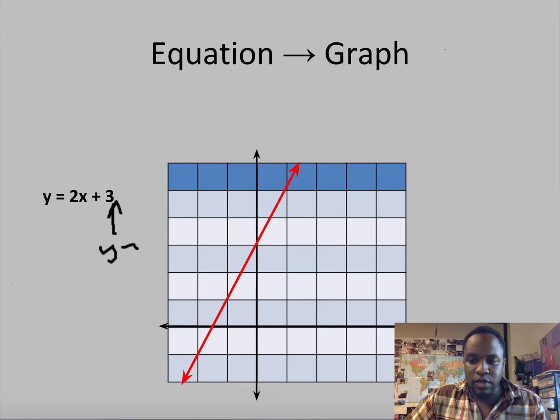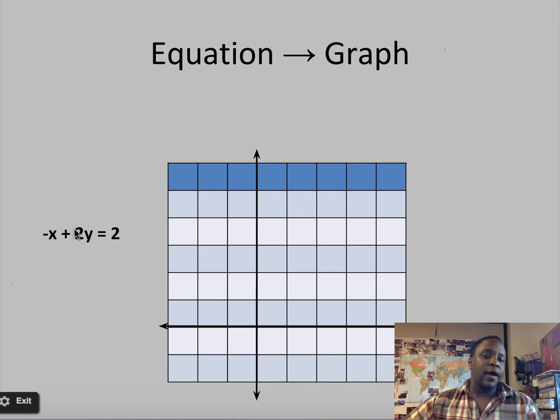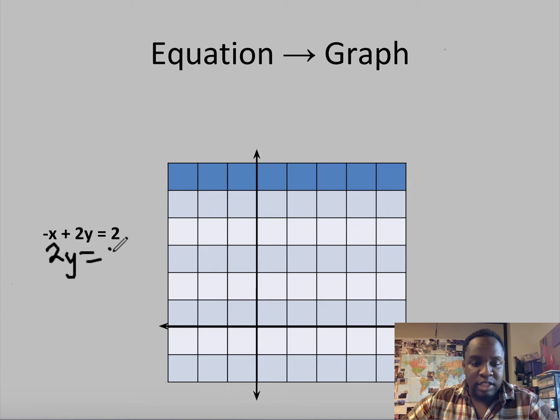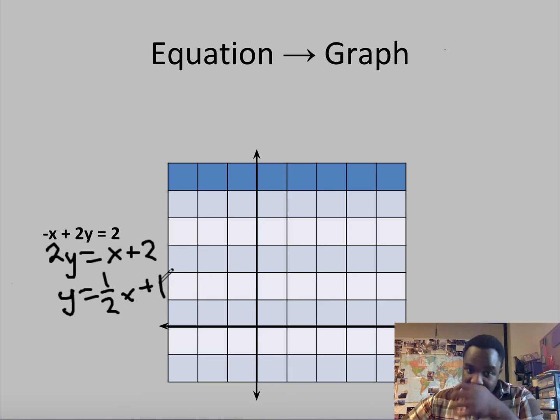Now let's go on to the next one. Now we have something in standard form, negative x plus 2y equals 2. And so what we'll first want to do is convert it to slope-intercept form. So let's bring the x over. So we'll get 2y is equal to x plus 2. And then we're going to divide both sides by 2, and we get y is equal to 1/2 x plus 1. So the y-intercept is 1, and the slope is 1/2.